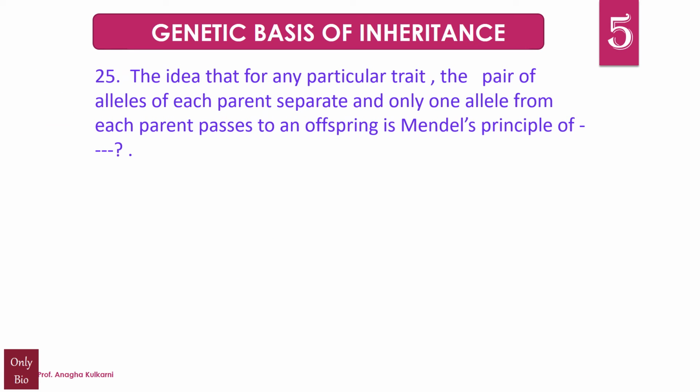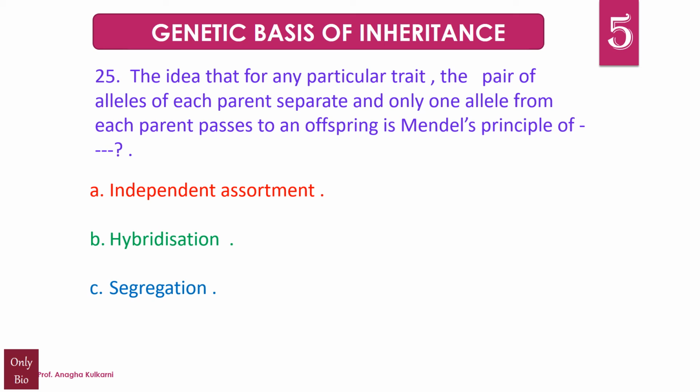Question number 25. The idea that for any particular trait, the pair of alleles of each parent separate and only one allele from each parent passes to an offspring is Mendel's principle of dash. A. Independent assortment. B. Hybridization. C. Segregation. D. Dominance. And the correct answer for this question is C.